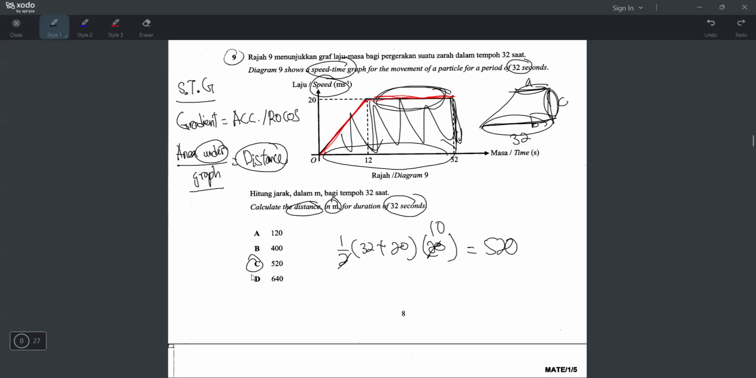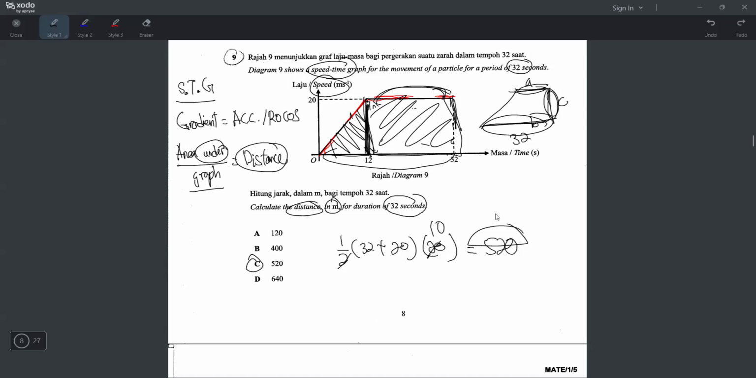The answer is C. Okay, there's another method to do this. If you don't want to find the area of the whole thing straight away, you can also cut it here. You can cut it in half, and then you find the area of triangle plus area of rectangle. And also, you will get the same answer. I already tried it. The area of triangle formula is 1/2 times base times height. And then this one is base times height. And then you add, you get the same answer also.